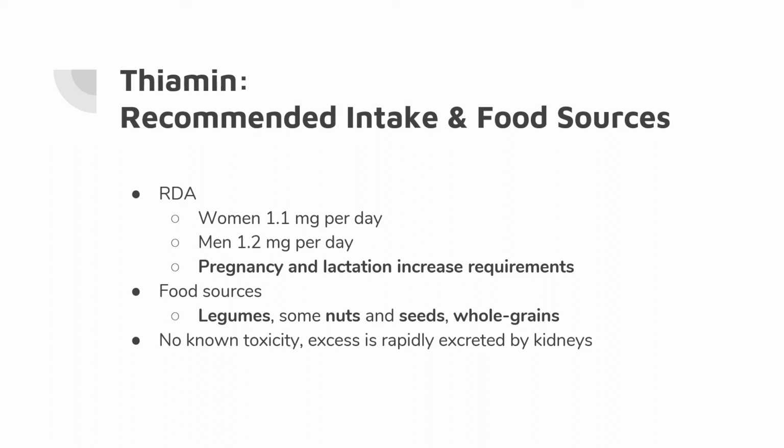Because thiamine is so important in energy production, we're going to have an increased need during pregnancy and lactation. Some of the best food sources for thiamine are legumes, certain nuts and seeds, and whole grains. And then as far as we know to date, there is no real risk of toxicity with thiamine, particularly just because if we consume this nutrient in excess, the kidneys will help us excrete it in the urine.